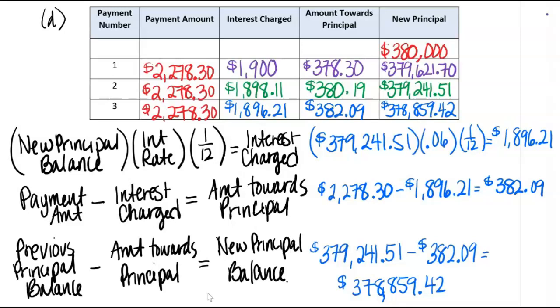Now, notice something. For the interest charge, every month the interest charge should be decreasing. For the amount going towards principal, the amount should be increasing as more payments are made. For the new principal amount, that should be decreasing as each payment is made. For the payment amount, each payment amount will stay the same. This concludes example 2.